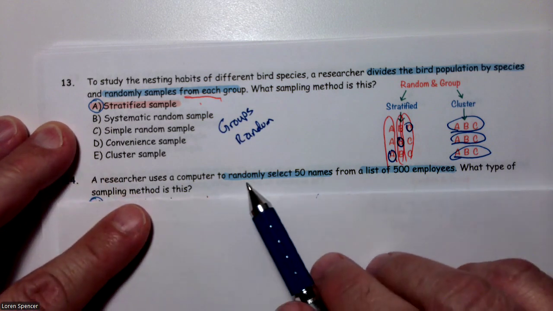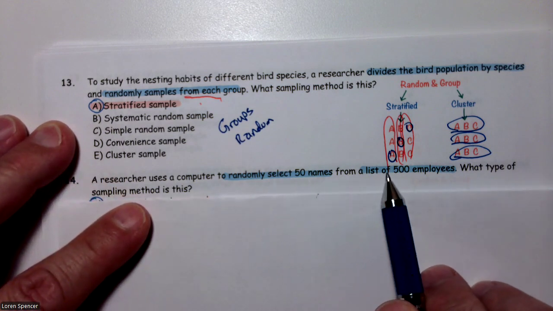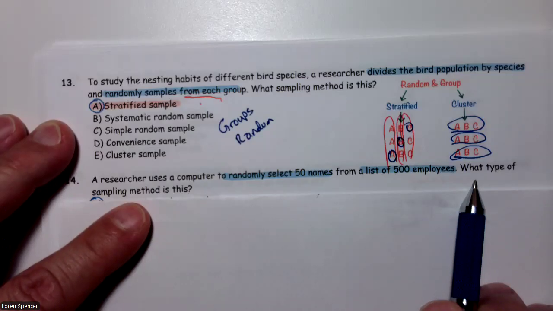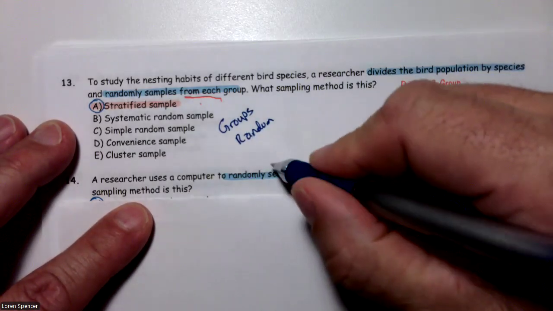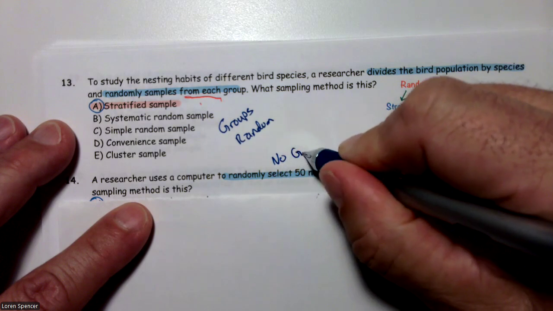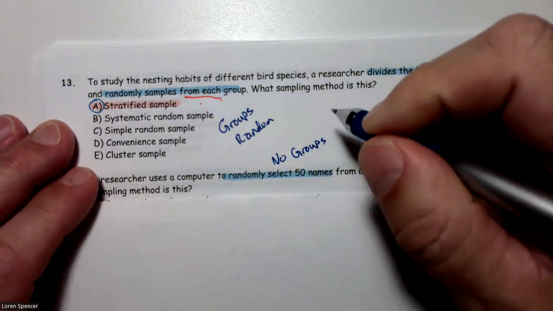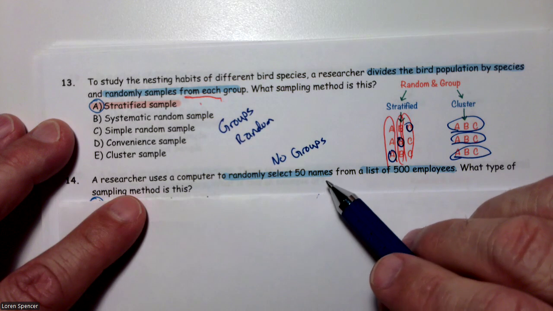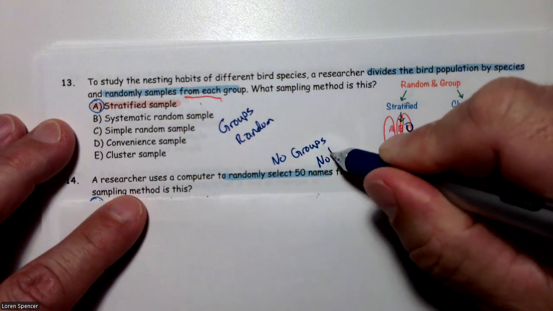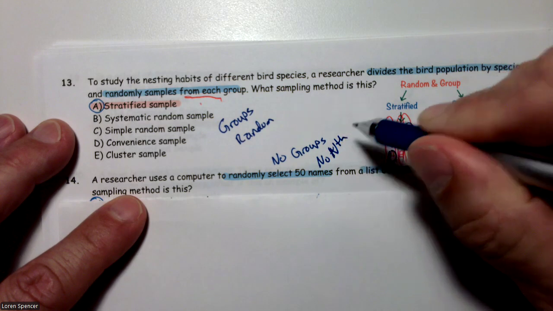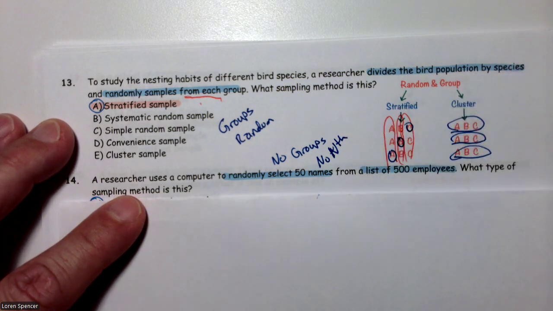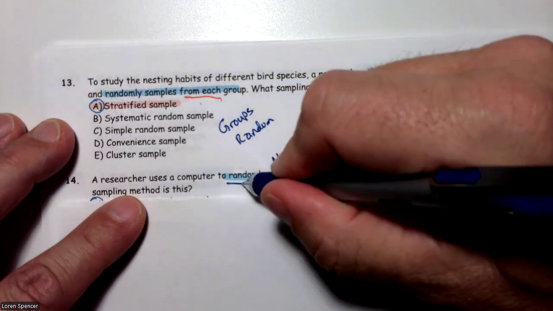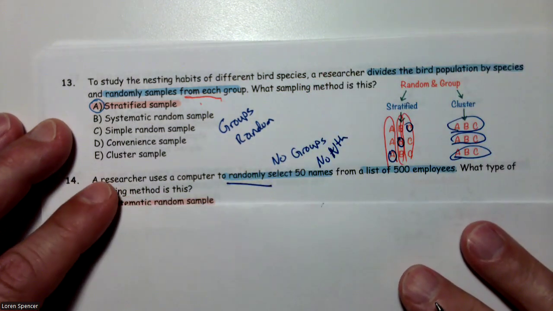All right. A researcher uses a computer to randomly select 50 names from a list of 500. What type of sampling method is it? No groups. Well, if there's no groups, that means it can't be cluster and it can't be stratified. No nth, can't be systematic. That only leaves convenience and simple random sample. It says random, so it can't be convenient.